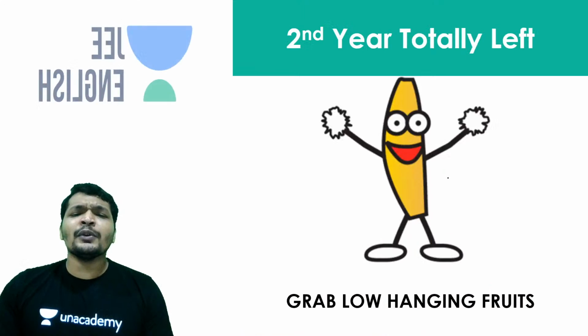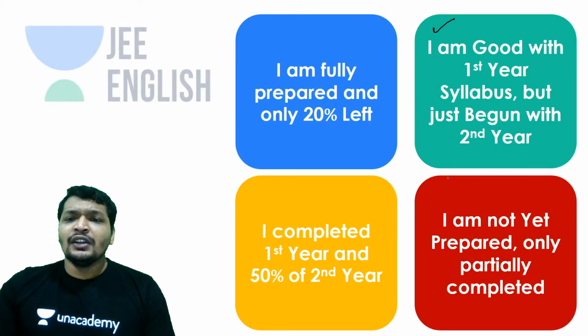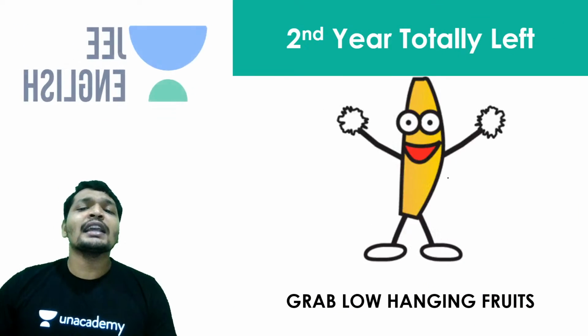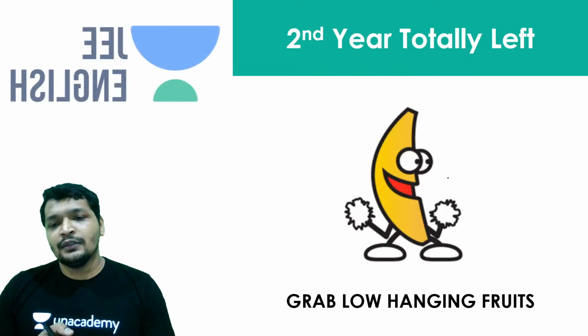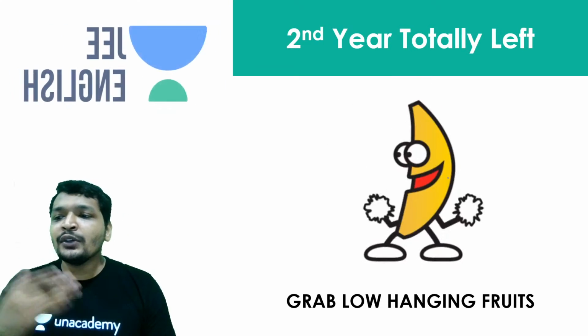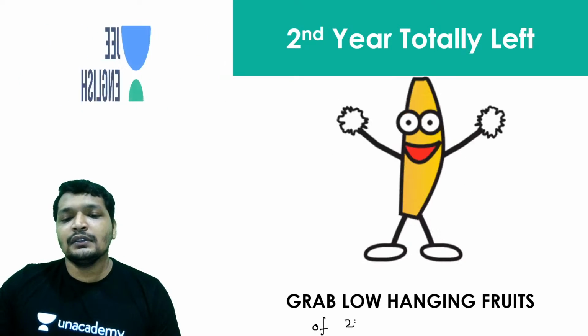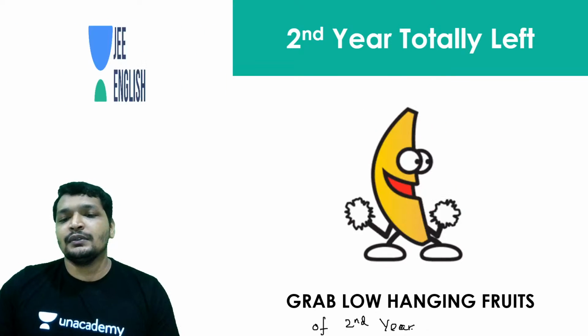So if I'm talking about, I have my second year totally left, you need a different thing. You will grab the low hanging fruits of the second year first. Okay, you are good with first year. You need to grab the low hanging fruits of second year. And then probably think about the weightage.